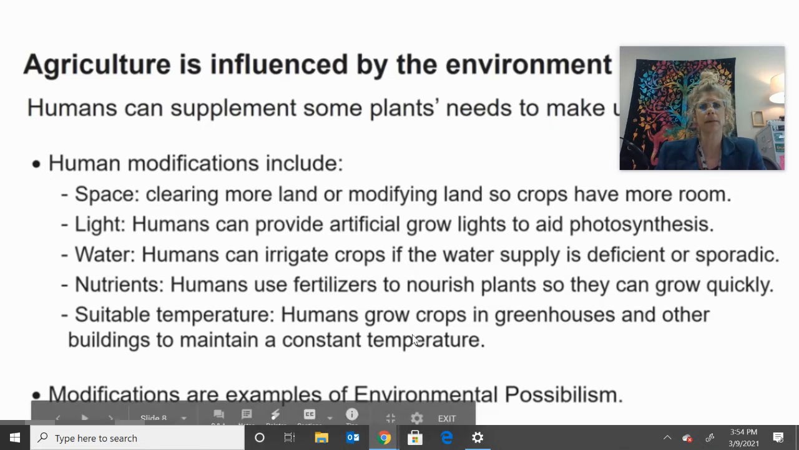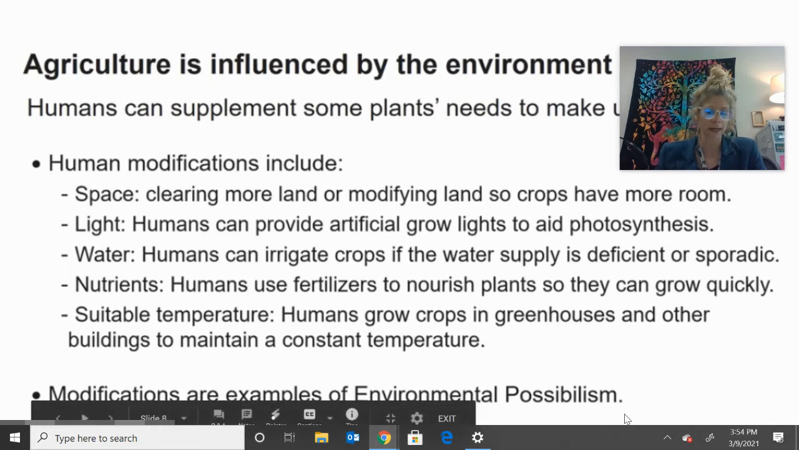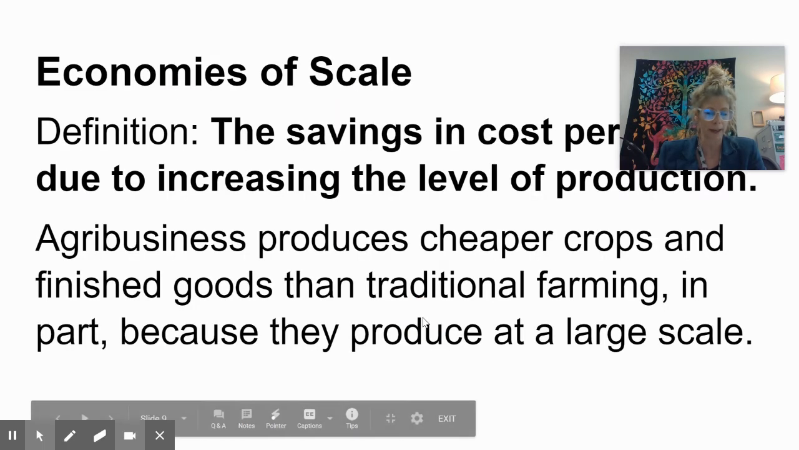And then suitable temperatures, like we can manipulate climate now by growing crops in greenhouses and other buildings that provide a specific temperature. Okay, and all these are examples of environmental possibilism.